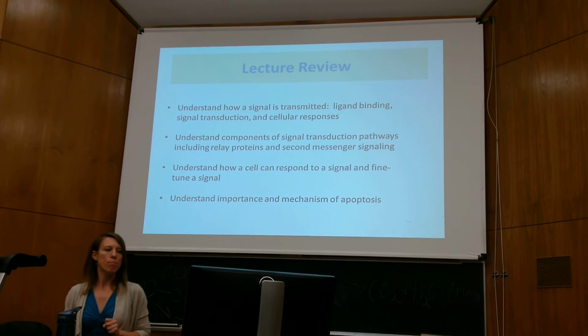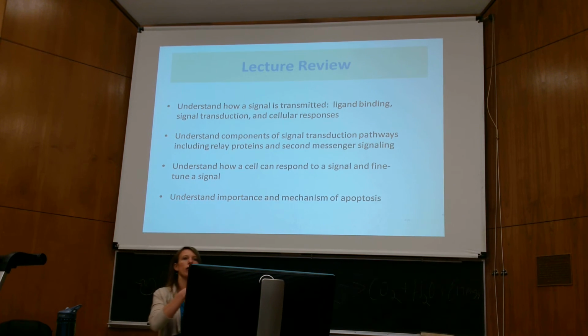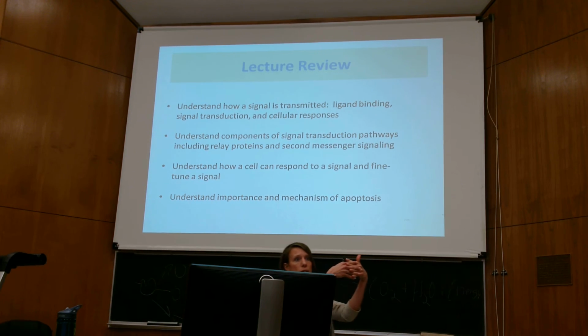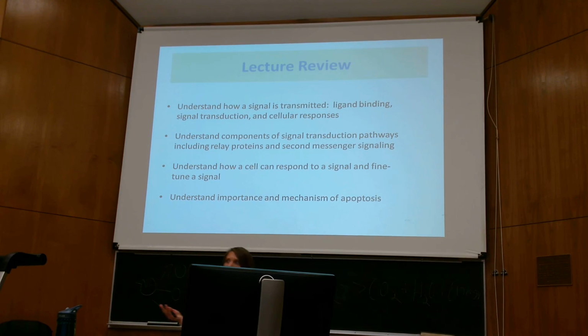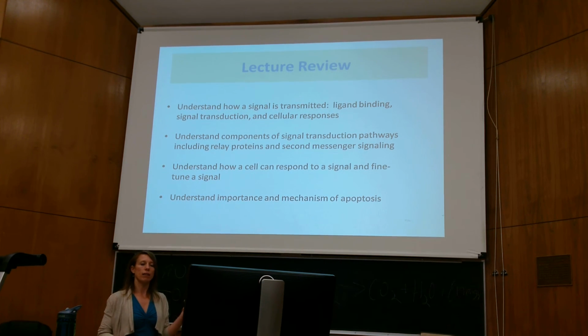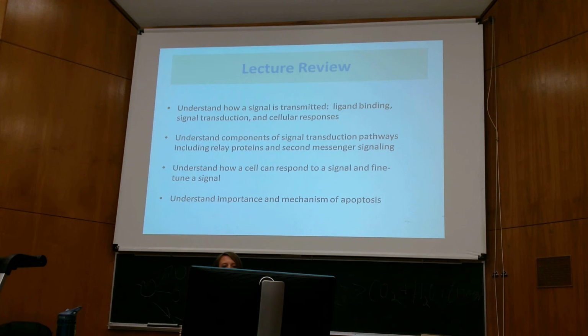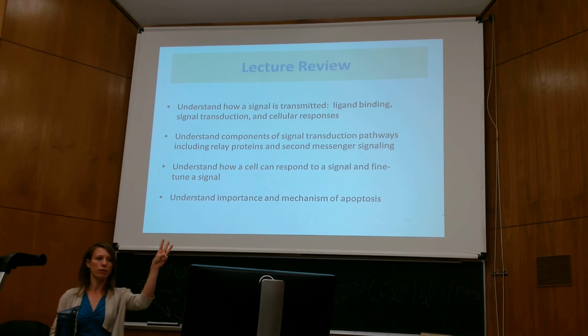Okay, so in a very broad sense, I want you to understand how a signal is transmitted, right? The cells could be directly contacted, or it could be a release of a hormone or a neurotransmitter, by the nerves or the endocrine system. There's ligand binding, signal transduction, and then a cellular response is carried out. I expect you to understand those three important steps.